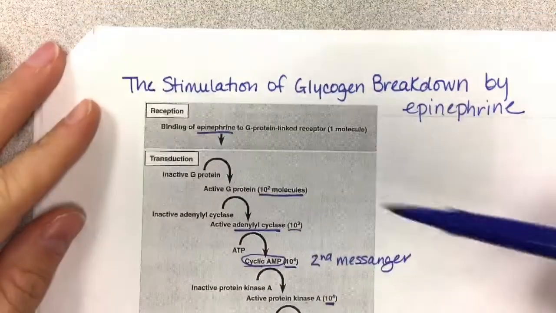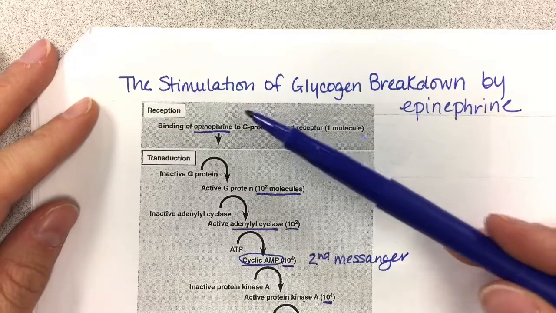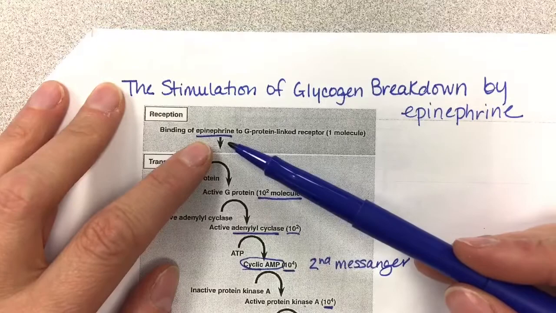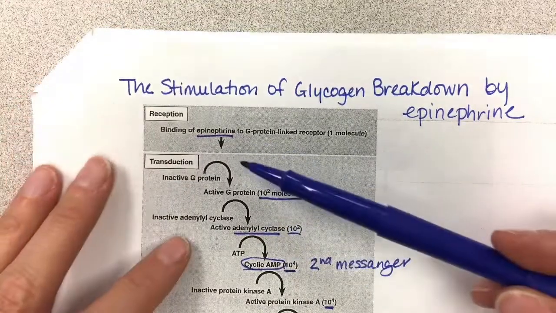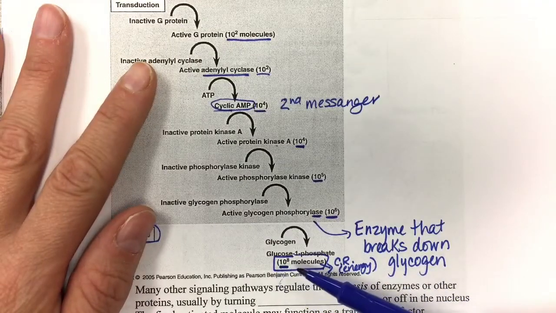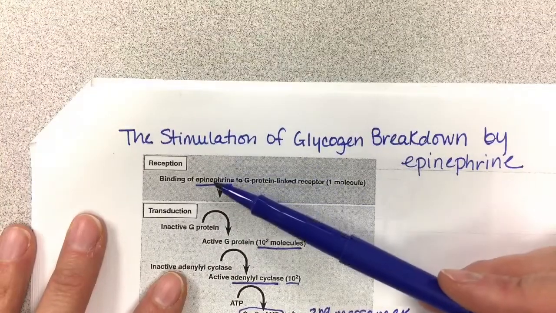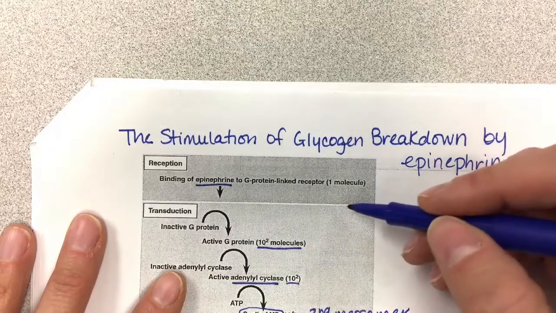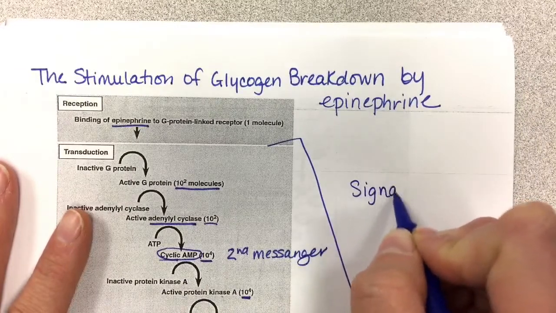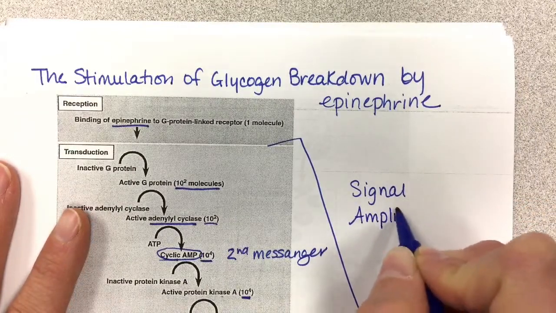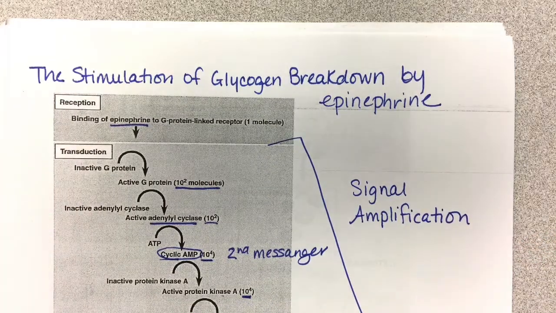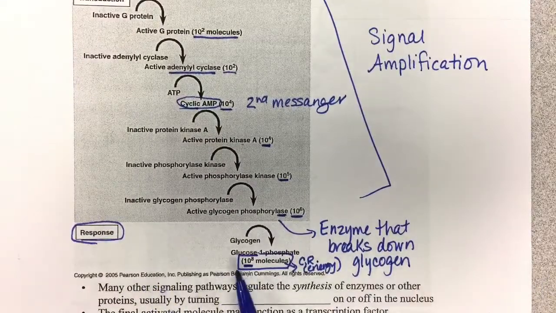Okay, so we left off in the last video talking about the stimulation of glycogen breakdown by the signal molecule epinephrine. I talked about how one signal molecule can elicit a huge response, with many more molecules activated than that one molecule. This is called signal amplification, and the signal is amplified as we go along. So you get a big response.